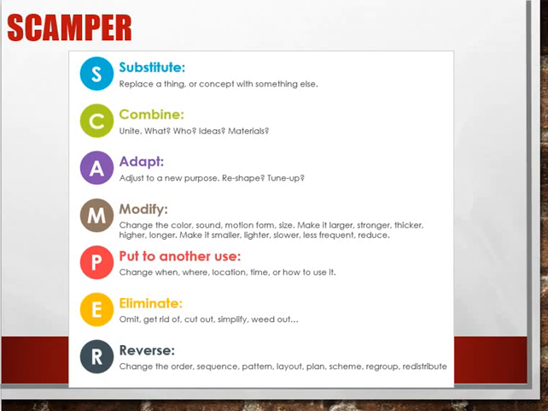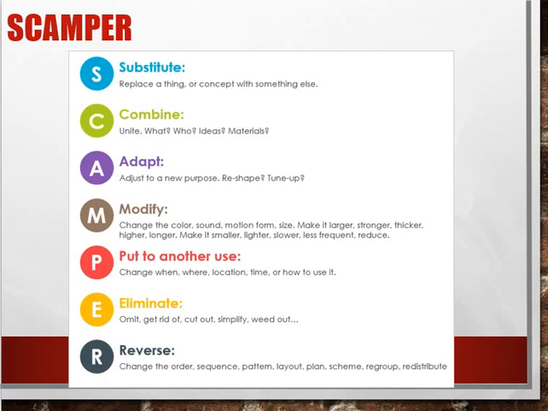M stands for modify. I like to think of M as maximize it or minimize it. So in other words, make it bigger or make it smaller. So if I think of Easter eggs, you could have miniature little eggs or you could have very large Easter eggs.